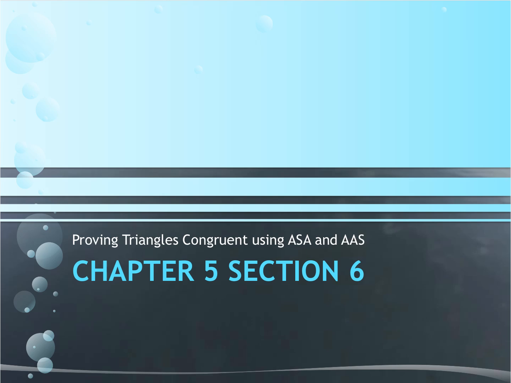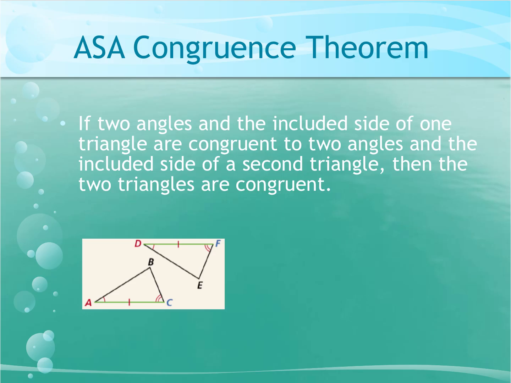All right, we are covering Chapter 5, Section 6. So far, we have covered side angle side, side side side, and HL. We're covering the last two ways to prove that triangles are congruent, which are angle side angle and angle angle side. So let's go ahead and cover angle side angle.